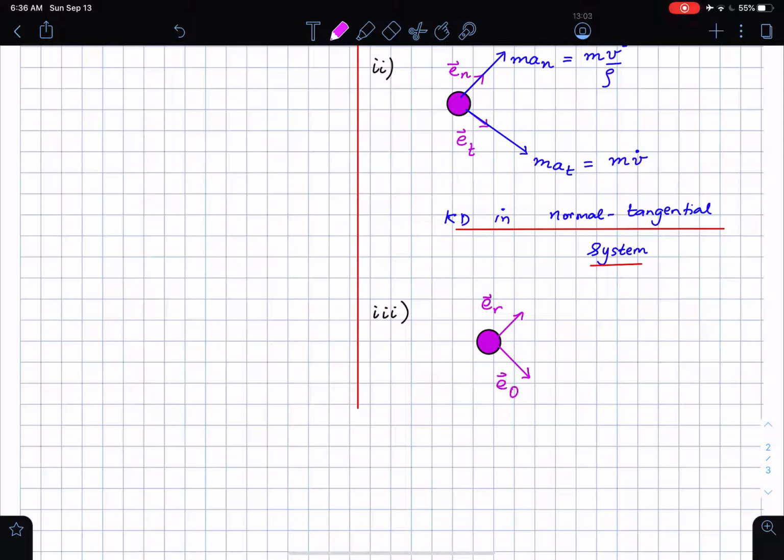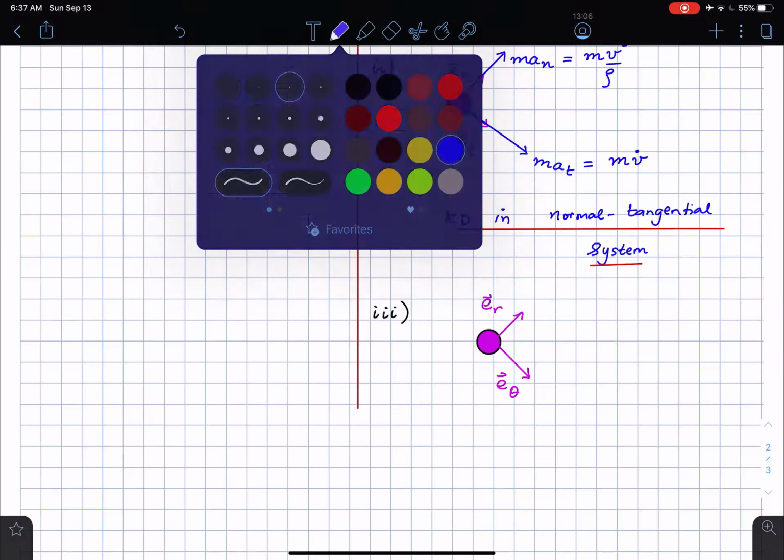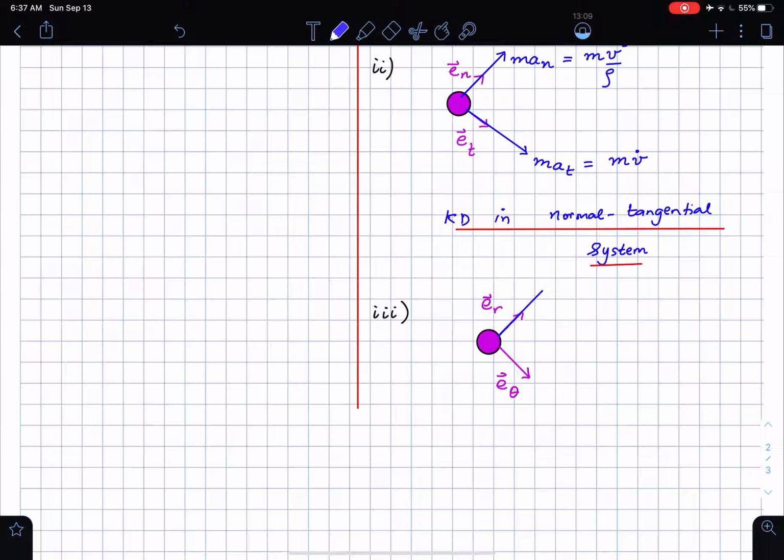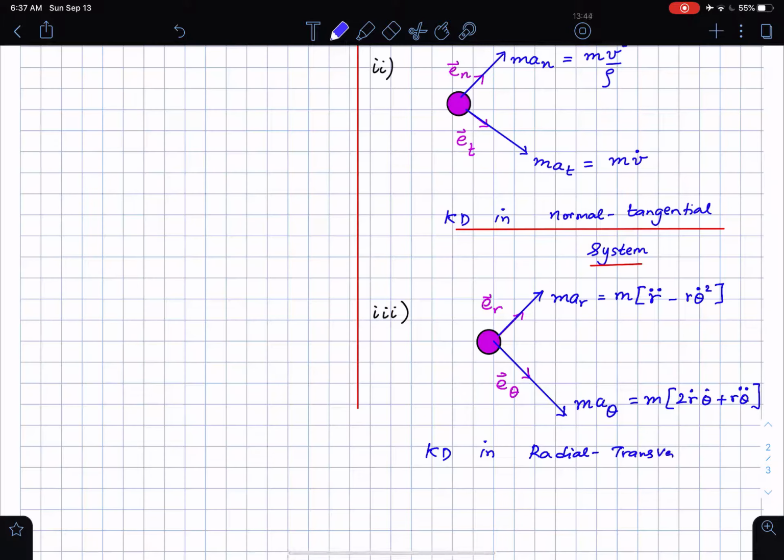So this is e_theta, and then I would mark on the kinetic diagram the mass times acceleration in the radial direction, which, as you know from kinematics, is m times r double dot minus r theta dot squared. And then on the transverse direction, I would mark the mass times acceleration in the transverse direction, which is m times 2 r dot theta dot plus r theta double dot. And this would be the kinetic diagram in the radial transverse system.